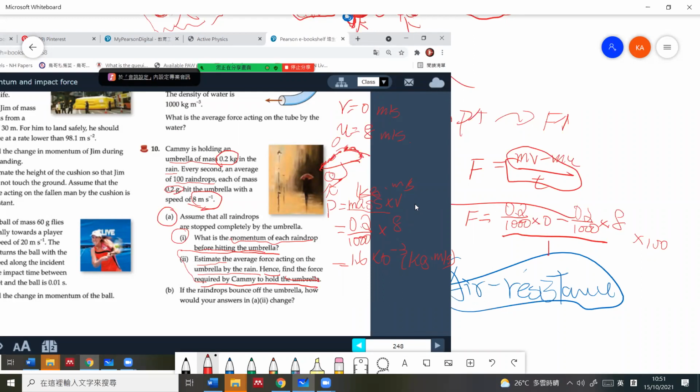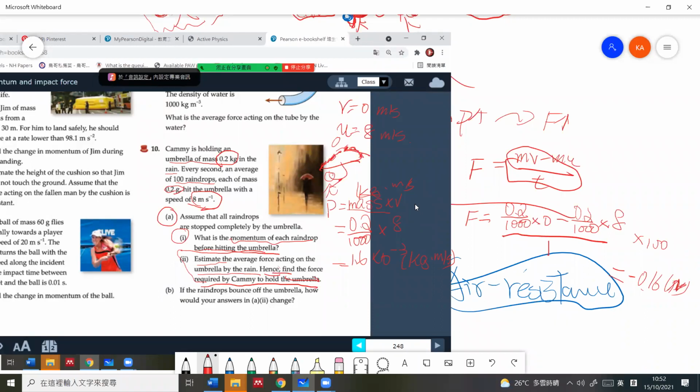So what's the value? Number 10, what's the value? 0.16. Okay, so it's negative 0.16 Newton. So the force to stop the ring is 0.16 Newton.